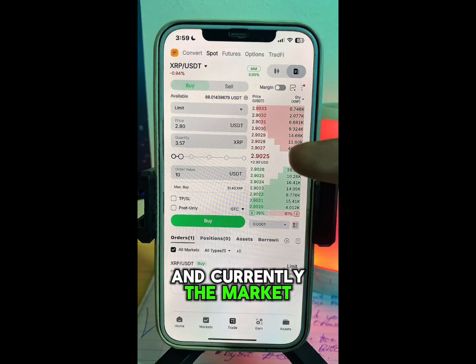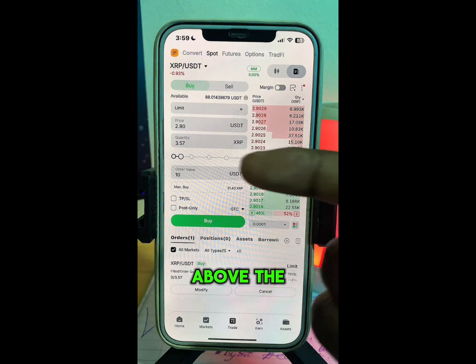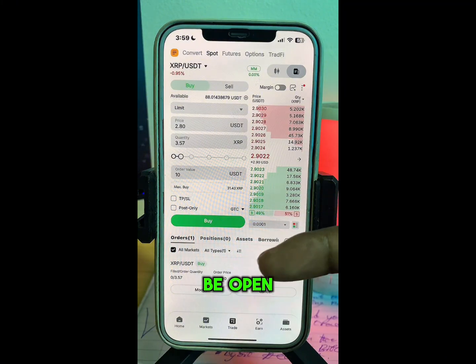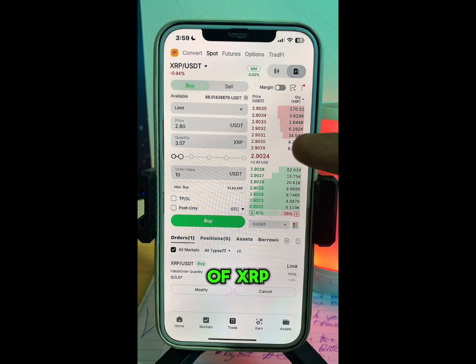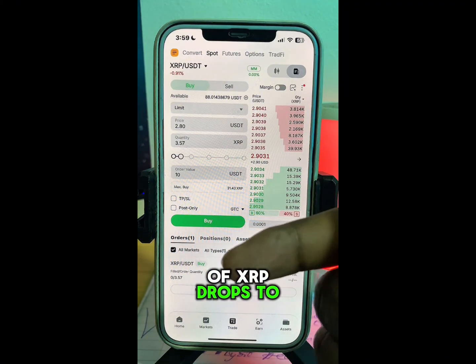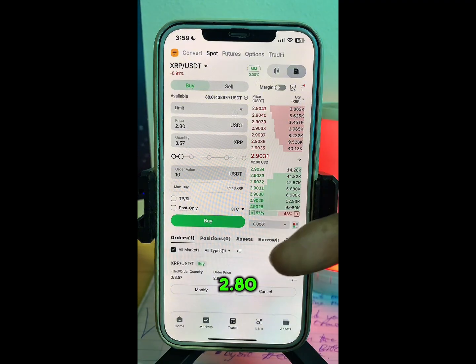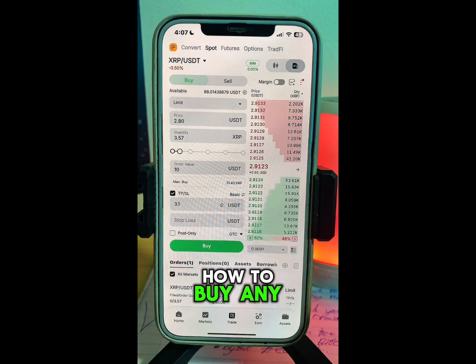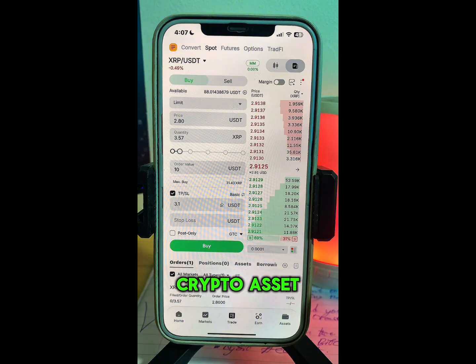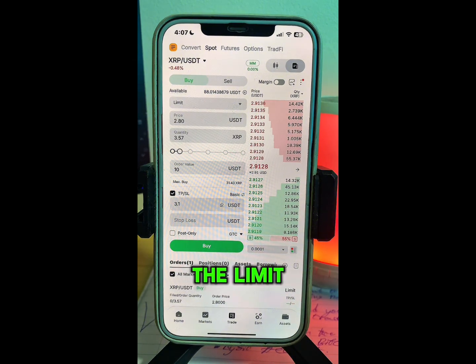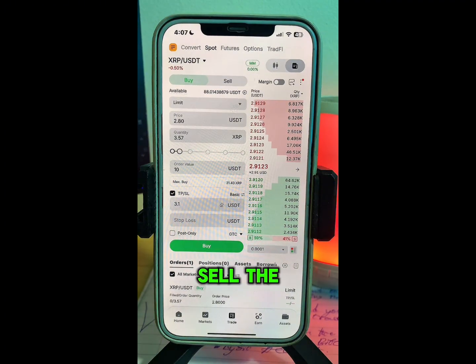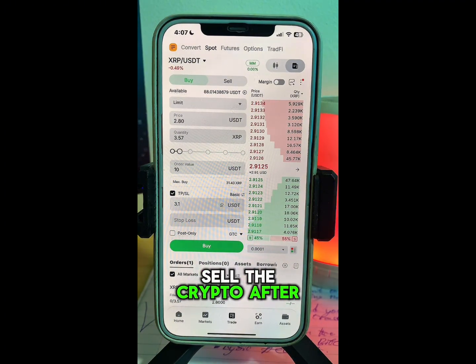And currently the market price is above the price at which I want to buy at. So my order will be open until the market price of XRP drops to 2.80. By now, I'm sure you understood how to buy any crypto asset and how to use the limit order and the market order when buying a crypto asset. Now, how do you sell the crypto after buying?